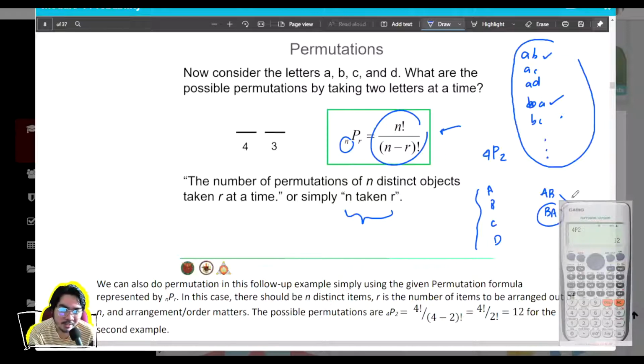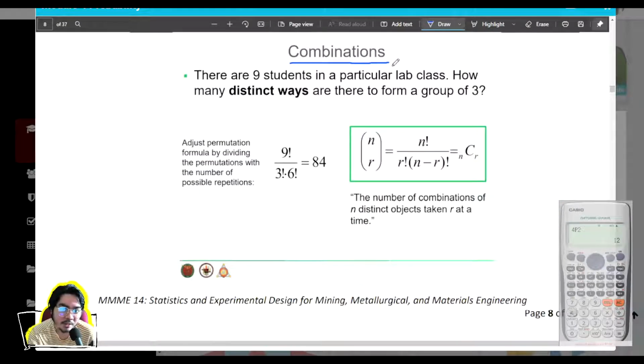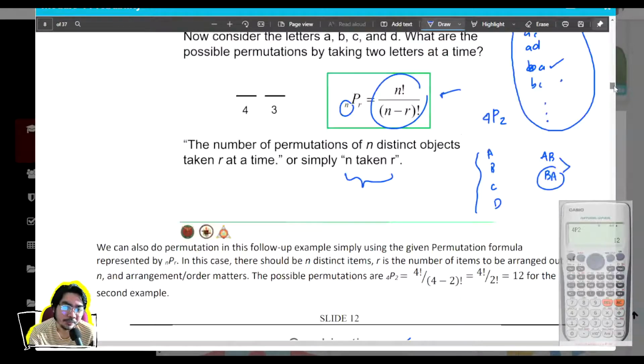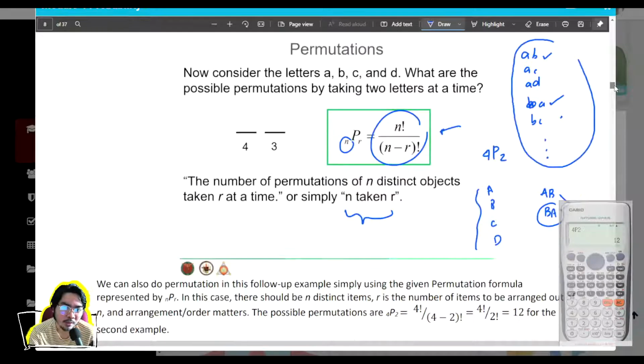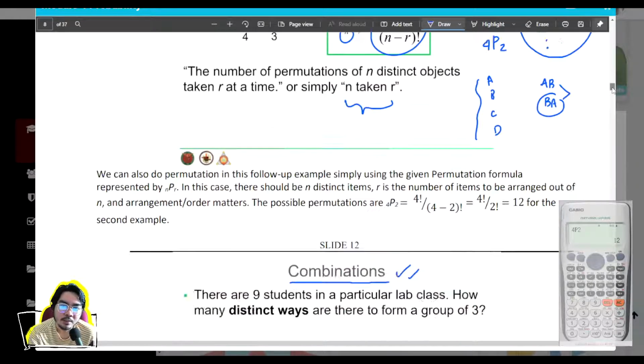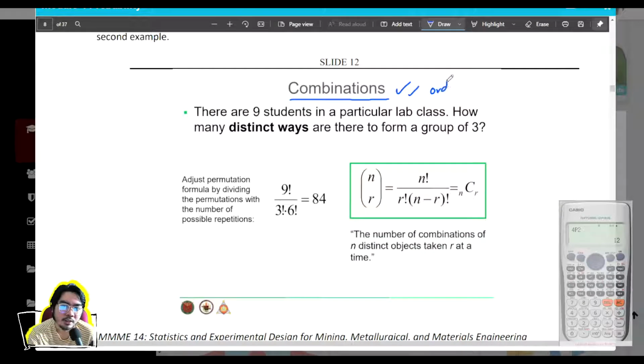So in that sense, hindi nag-make sense na permutation yung gamitin ko, kasi order does not matter. So if order does not matter, combination yung mas appropriate dito. Okay? So yun yung siguro pinaka takeaway nyo dito: dito sa permutation, order matters. Tapos dito, order does not matter.